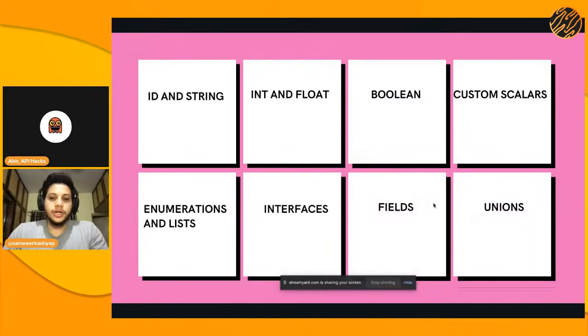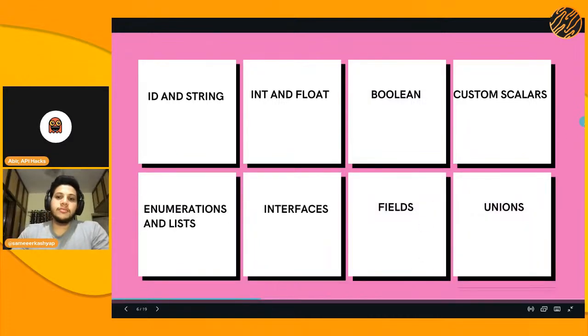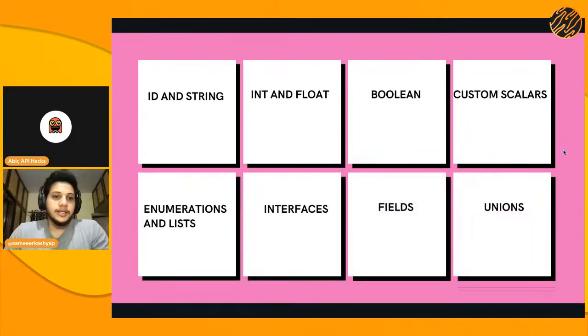So these are the types supported by GraphQL. The first thing is ID. In JSON or in REST, we don't have something called an ID. We just pass it as an int or a string. But in GraphQL, you can have a specific ID parameter which identifies a certain object. And then you also have int, float, boolean, and you can have custom scalars like date and time and whatever.